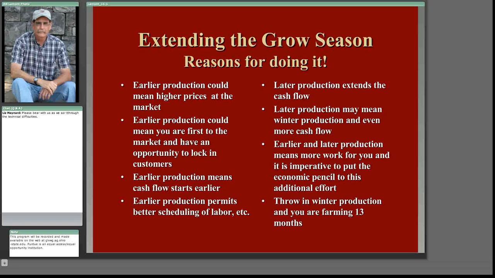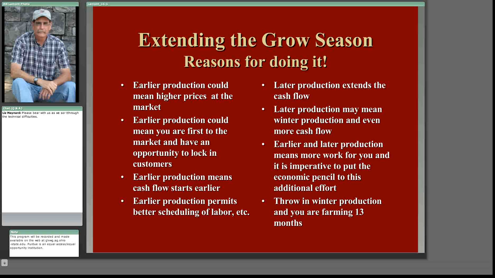Earlier production means cash flow, and everybody likes to have cash flow start earlier. Earlier production permits better scheduling of your labor. Later production, now we got earlier, now we're going later. That's season extension. Extends the cash flow, so now you got cash flow into Christmas or beyond. Later production may mean winter production and even more cash flow.